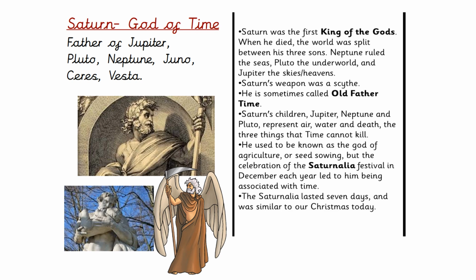So Saturn's weapon was a scythe. You can see he's holding it in his hand in the pictures. He is sometimes called Old Father Time. And Saturn's children, Jupiter, Neptune and Pluto, represent air, water and death, the three things that time itself cannot kill. So he used to be known as the god of agriculture or seed sowing, but the celebration of Saturnalia festival in December each year led to him being associated with time. The Saturnalia lasted 7 days and was kind of similar to our Christmas today.